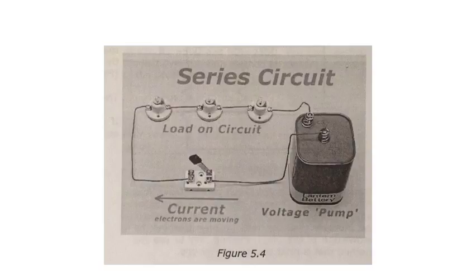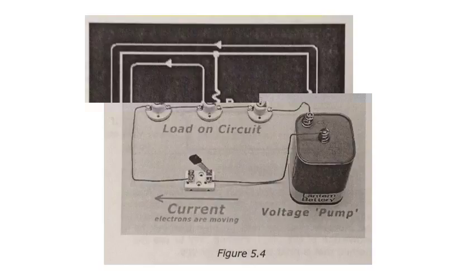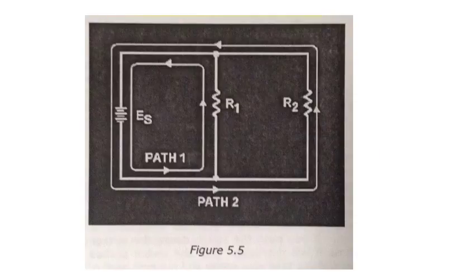See figure 5.4 again. A parallel circuit is a circuit that has more than one path for the current to flow. Figure 5.5. In this type of circuit, the current can continue to flow through the other if one of the resistors is removed.